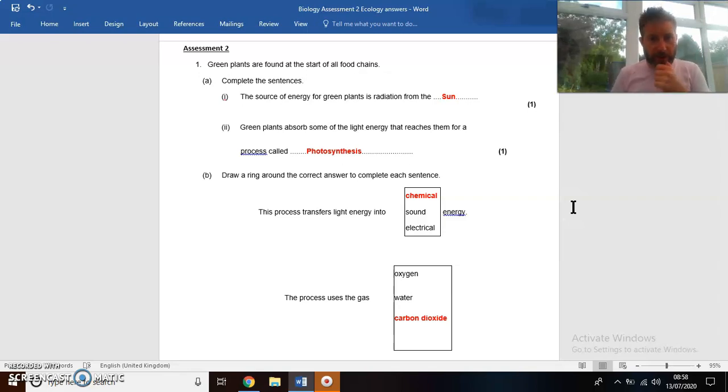Right, let's whiz through it. You did really well on this by and large. There were some pitfalls that we didn't quite get, so I'll just go through those.